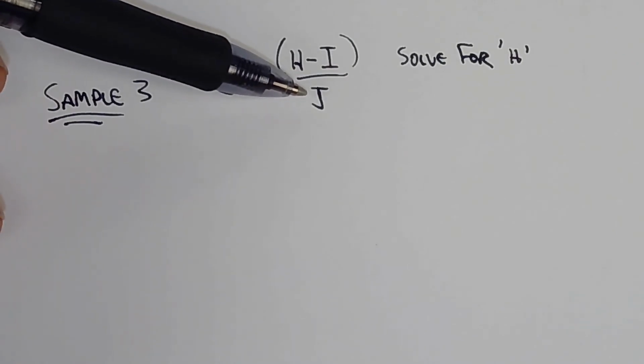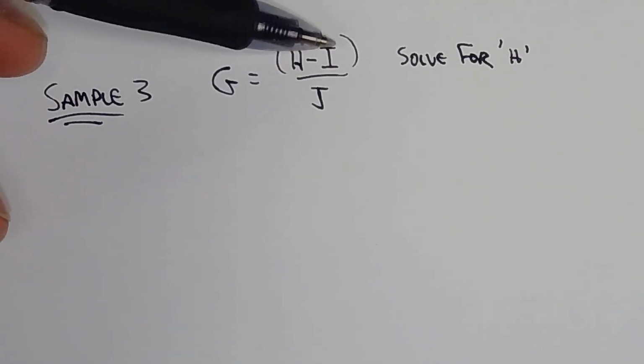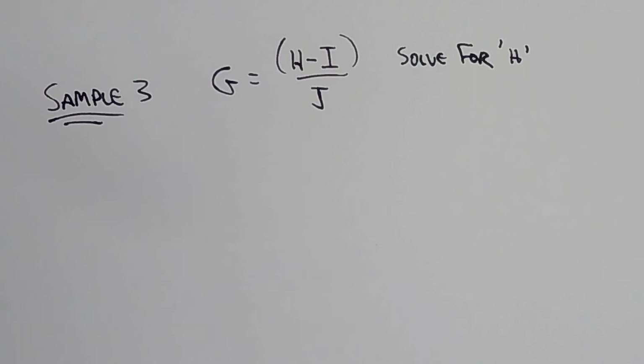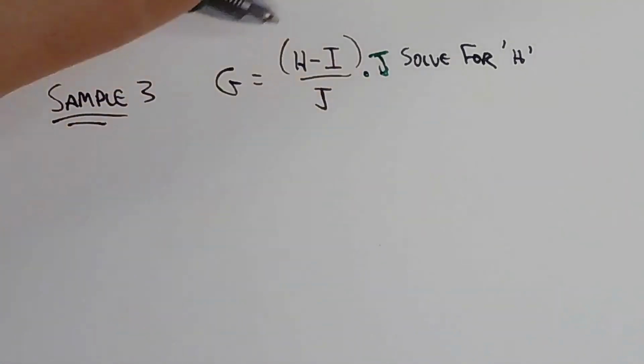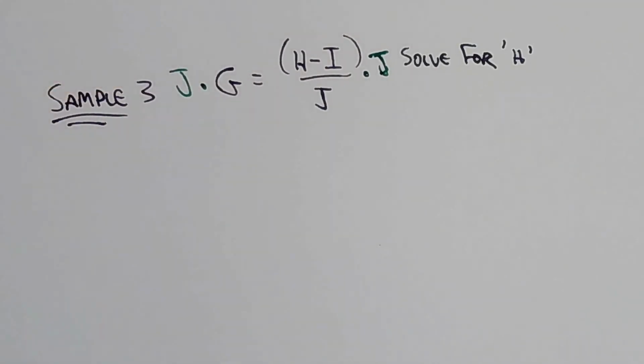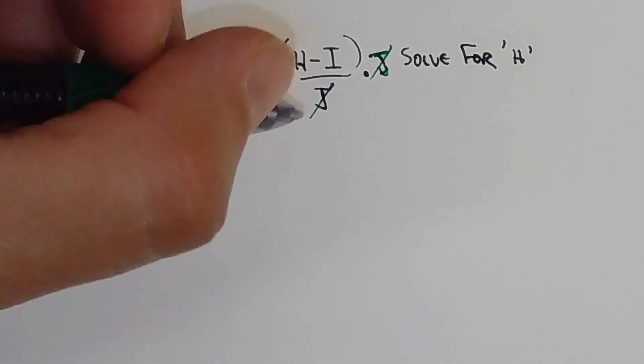So if I want to take out J first, this whole thing is divided by J. If it's divided by J, then the opposite thing that I need to do is multiply by J. So I'm going to multiply both sides by J. If I multiply by J on the right, I have to multiply by J on the left as well. So then the J's cancel out on the right-hand side.